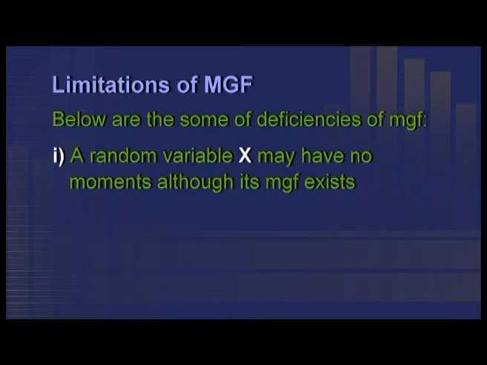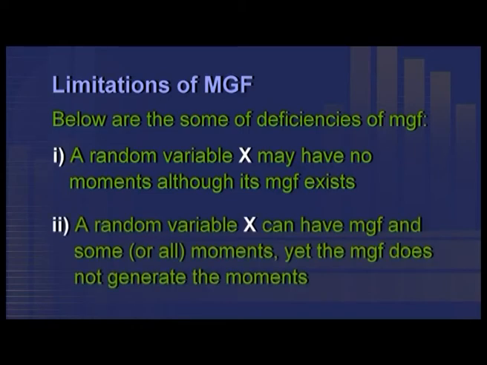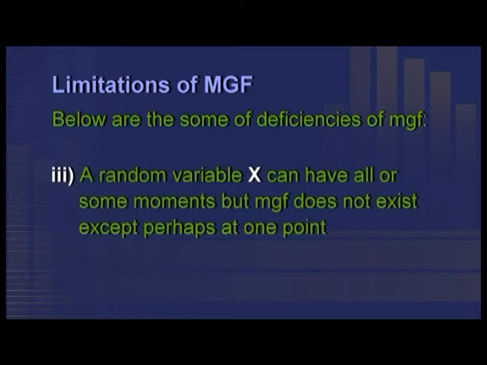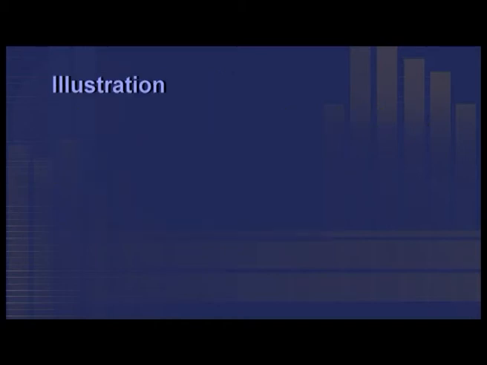A random variable X may have no moments although its MGF exists. A random variable X can have a moment generating function and some or all moments, yet the moment generating function does not generate the moments. A random variable X can have all or some moments, but the MGF does not exist except perhaps at one point. Consider the following illustration.